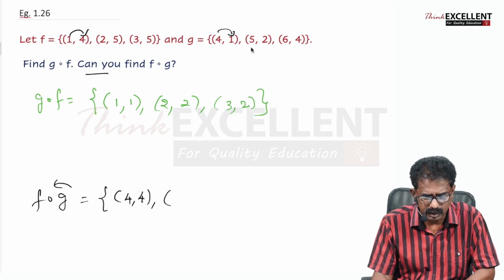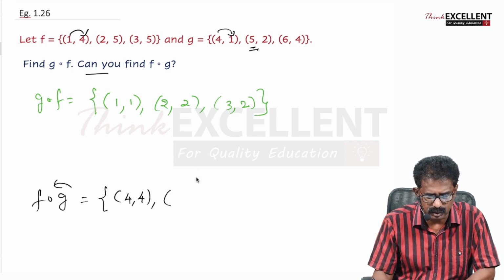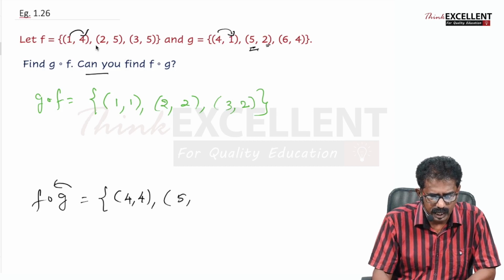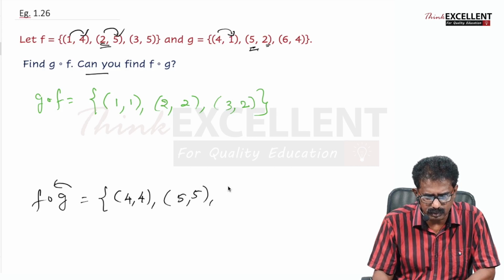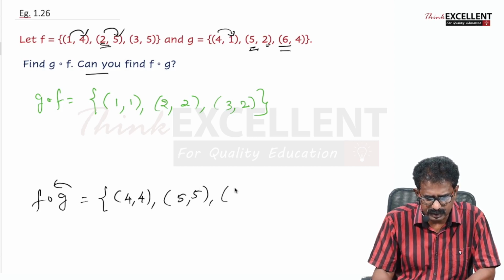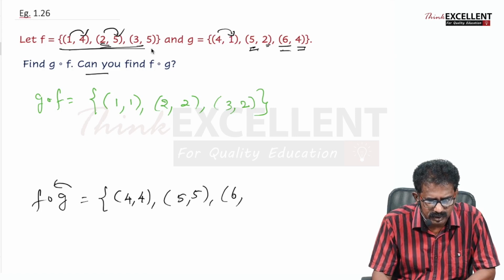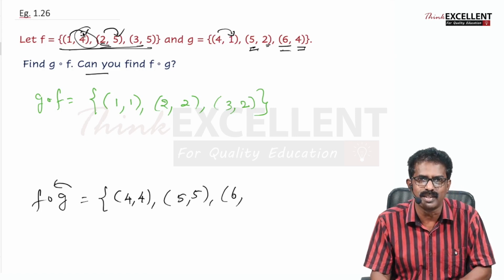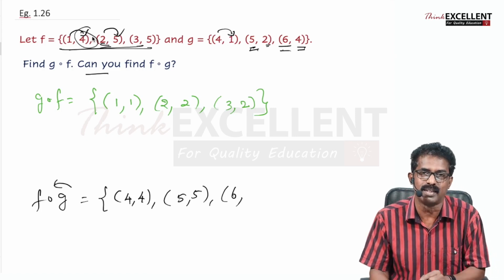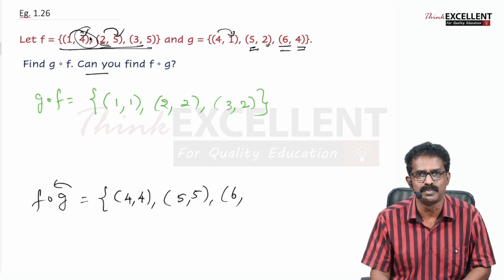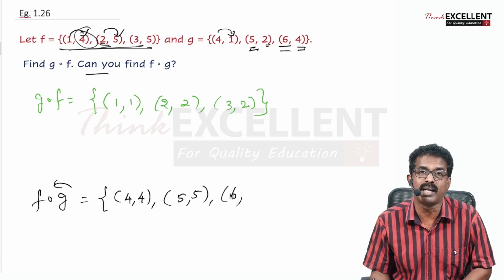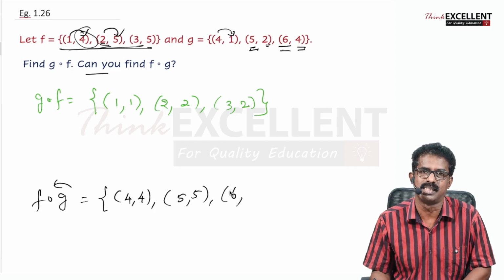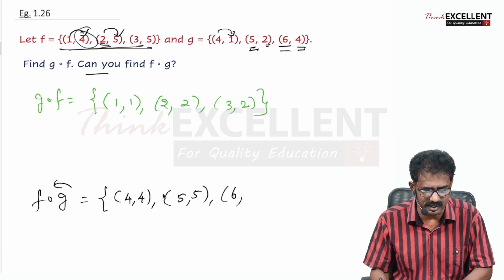Take the second number, 5, right? So you write 5 here. 5 is related to 2, and 2, yes, it is here. 2 is related to 5. Take the third one, 6. So write here 6. 6 is related to 4, and that 4, where is 4? Don't take this 4. Here 4 must be in the domain, the first place, and it is not there. So you cannot find the image of 6. The image of 6 does not exist.